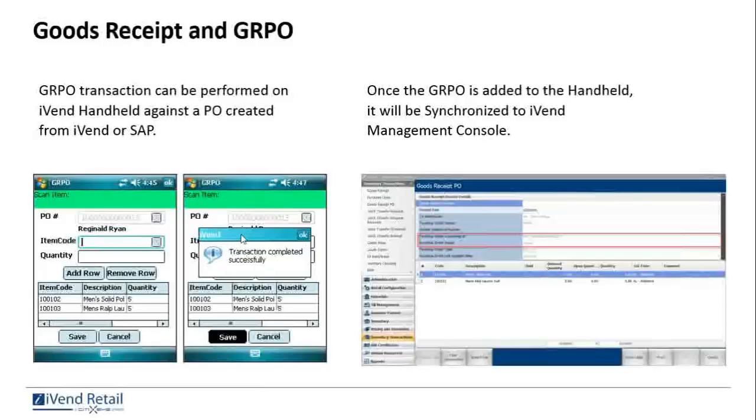This is the GRPO second screen where we are receiving the items, and this is actually the replication, or I must say the synchronization, or the synchronized iVend management console document which has been created as a GRPO against this particular handheld device. So whenever we receive anything on the handheld device, this will come as the same document in the iVend management console.